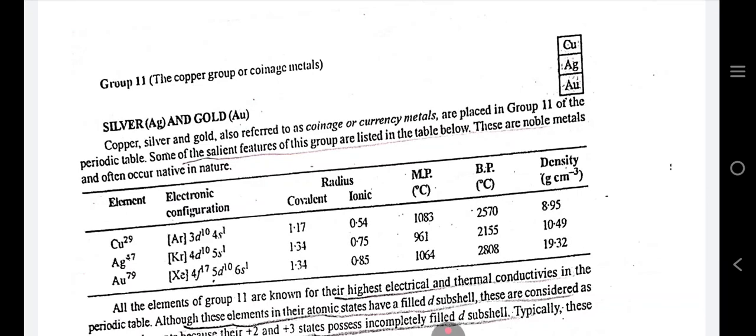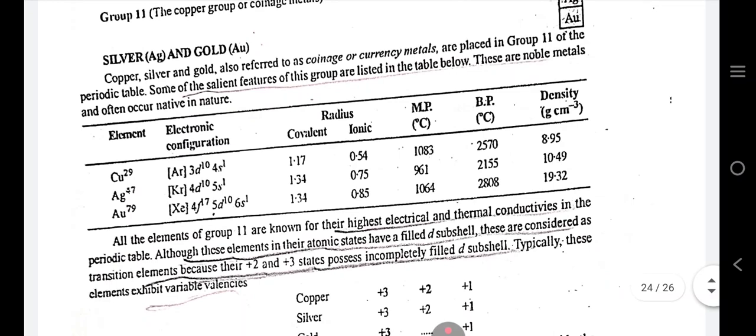Group 11, the copper group or coinage metals: copper, silver and gold. Copper, silver and gold, also referred to as coinage or currency metals, are placed in group 11 of the periodic table. Some of the salient features of these elements are listed in the table below. These are noble metals and often occur native in nature.